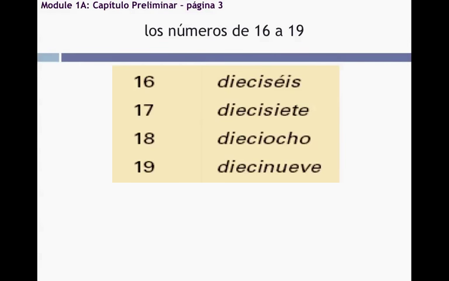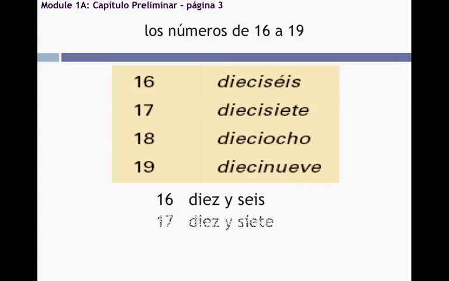Notice 16 can also be written as three separate words, diez y seis, 10 and 6. But what you'll notice in Spanish, they'll make a contraction. They'll take that Y, which means and. By itself, the letter Y means the word and. Take the Y out, replace it with an I, and take the Z from diez, replace it with a C, and it makes a one-word contraction, dieciséis. Same with 17, 18, 19.